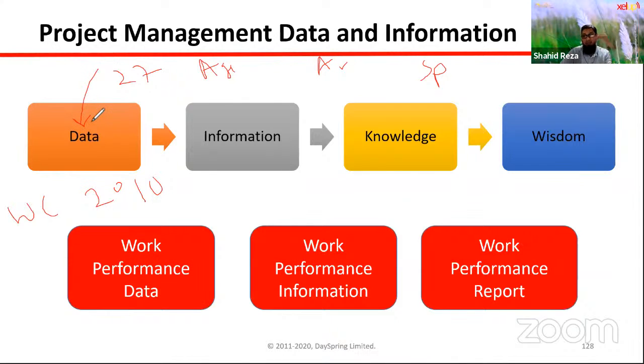So data means there is no context, there is no relation. But what is information? When we are putting data in context, then it is information. If I say, using these words, Spain became the world champion in 2010 and their team's average age was 27, that is information, right?